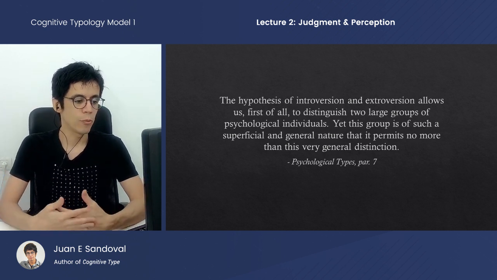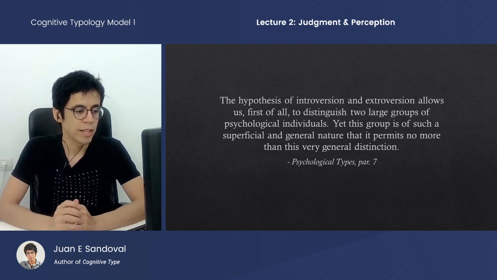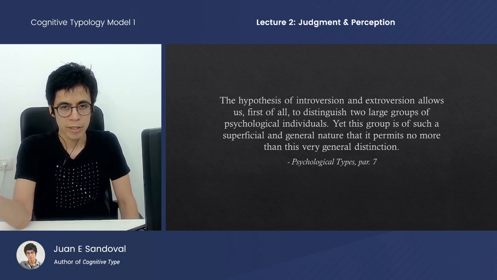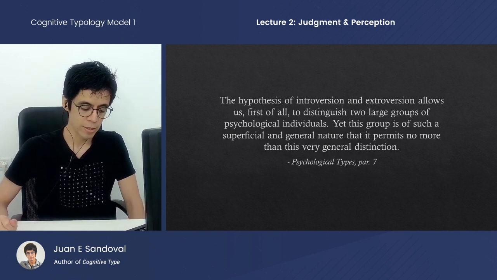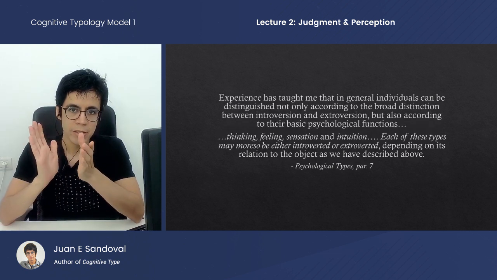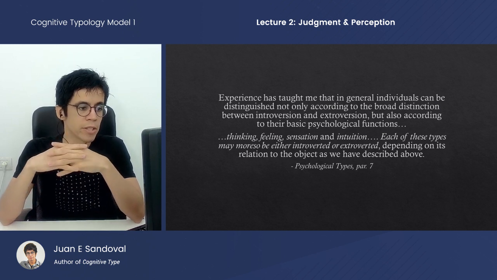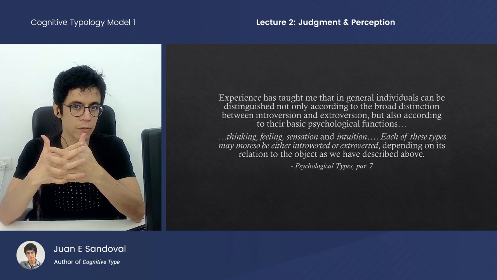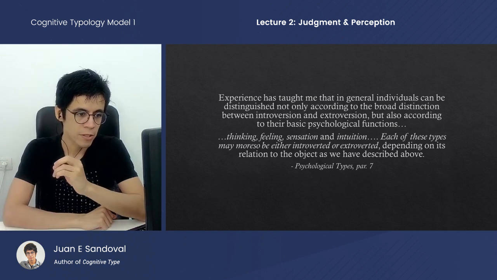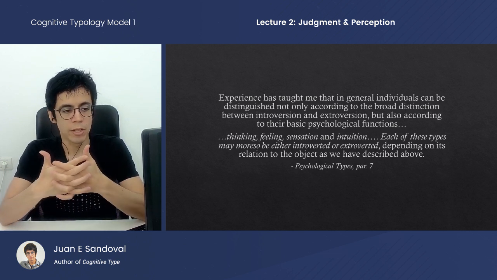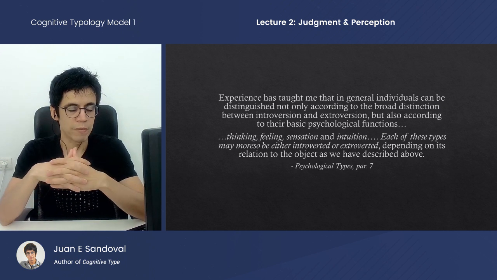But then the question is, what are those groups? How do we get a greater resolution of our understanding of human differences? Jung had a personal opinion about this, and this is what he felt was the next level of resolution that divided people naturally. He says here that experience has taught me that in general, individuals can be distinguished not only according to the broad distinctions between introversion and extroversion, but also according to their basic psychological functions: thinking, feeling, sensation, and intuition. Each of these types may more so be either introverted or extroverted, depending on its relation to the object, as we have described above.